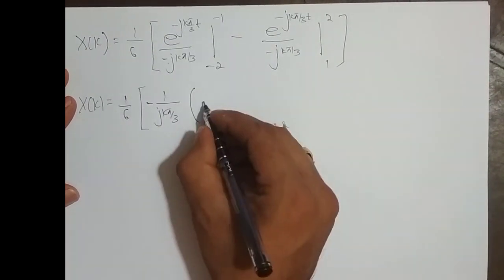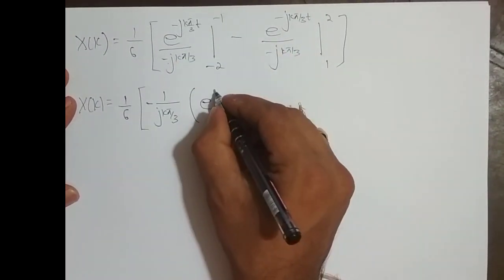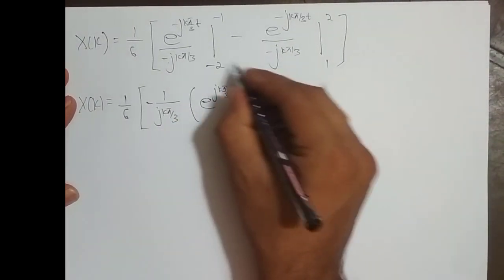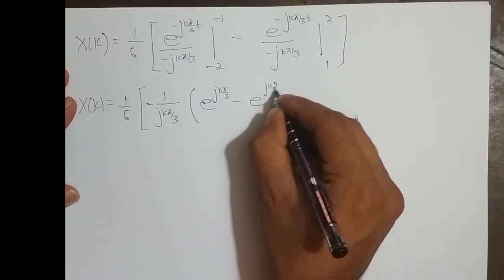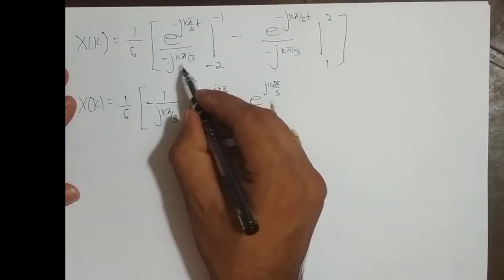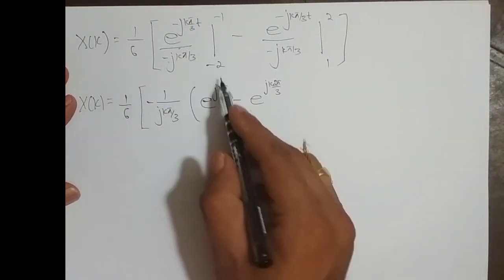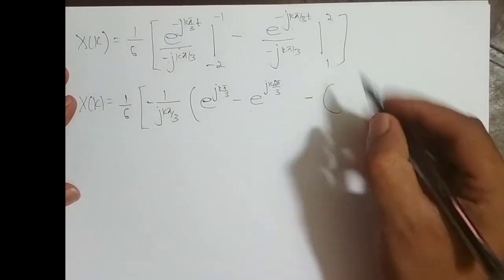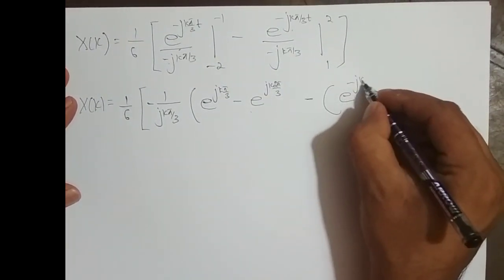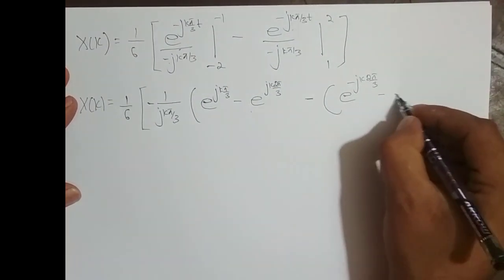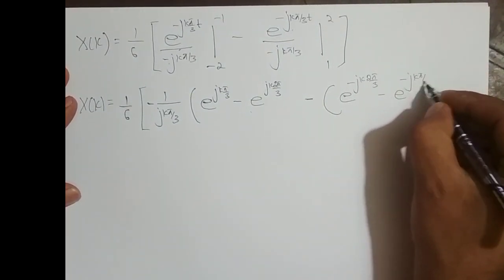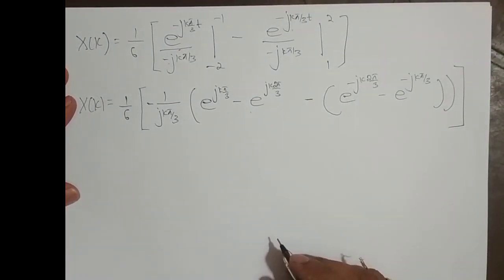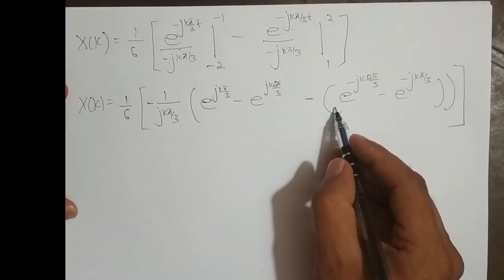So for this term, upper limit is e power minus into minus plus jk pi by 3 minus e power minus into minus plus jk 2 pi by 3. This is the first integration. I applied the limit here for the first exponential, okay. The minus of, so I now apply the limit for the second one, e power minus j k 2 pi by 3 minus e power minus j k pi by 3. One more and one more, okay. So now I'll just take off this bracket.